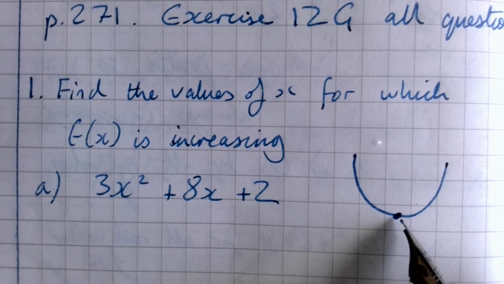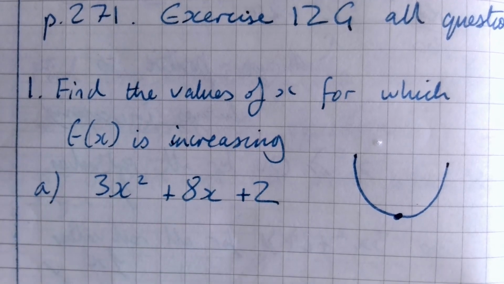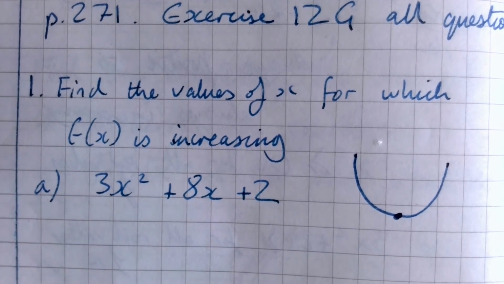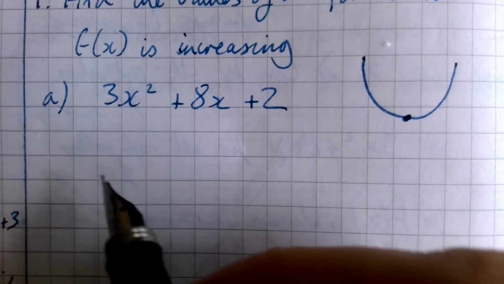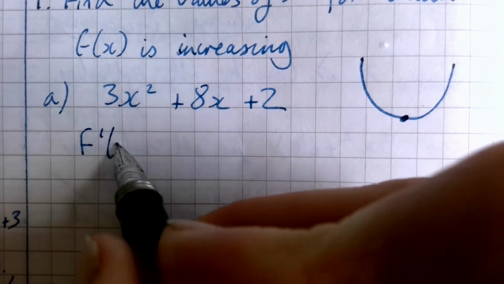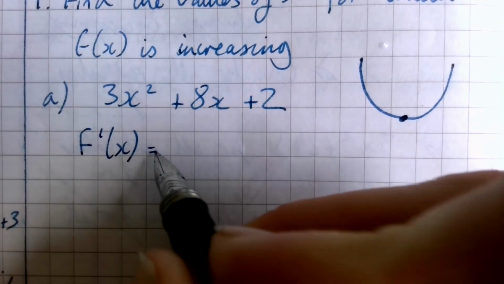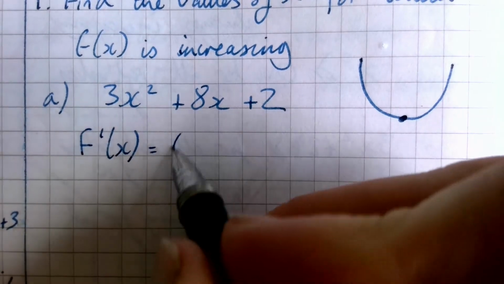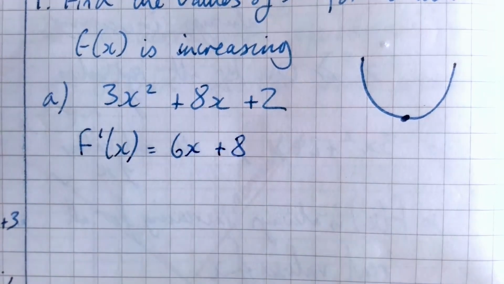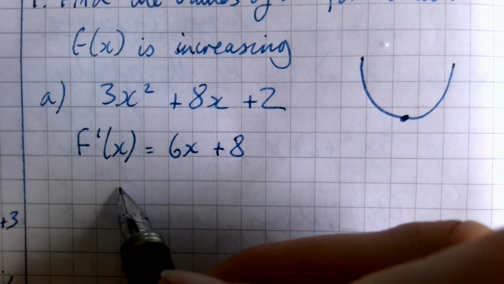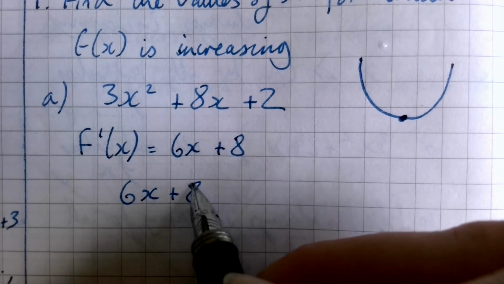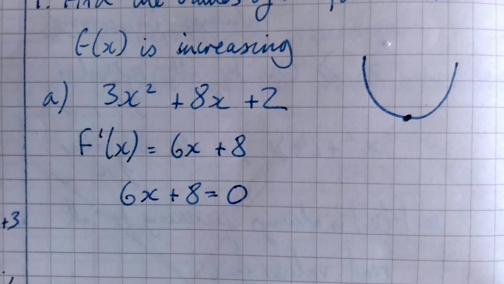We're going to find where the gradient is 0, and that will tell us the value of x for which all the values above it are going to give us a gradient that's increasing. So we should have the differential being 6x plus 8, and then we want the gradient to be 0, so 6x plus 8 needs to equal 0.